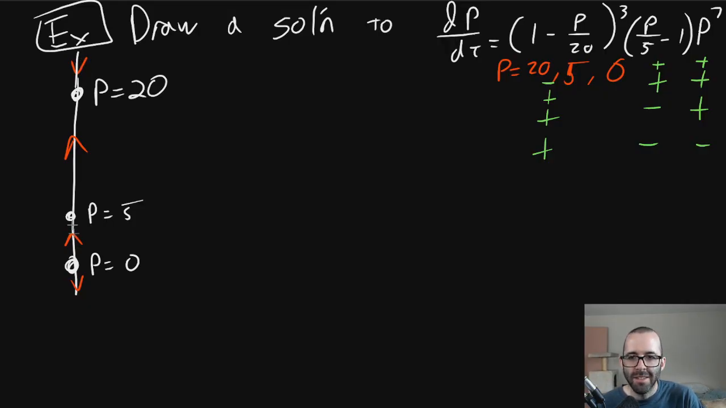Wait a minute. I think I made a mistake. If p is 10, wait. This one should be negative, right? If p is 1, if p is 1, it was positive times negative times positive. That's negative. And then that, yeah, I flipped these ones. Okay, great.